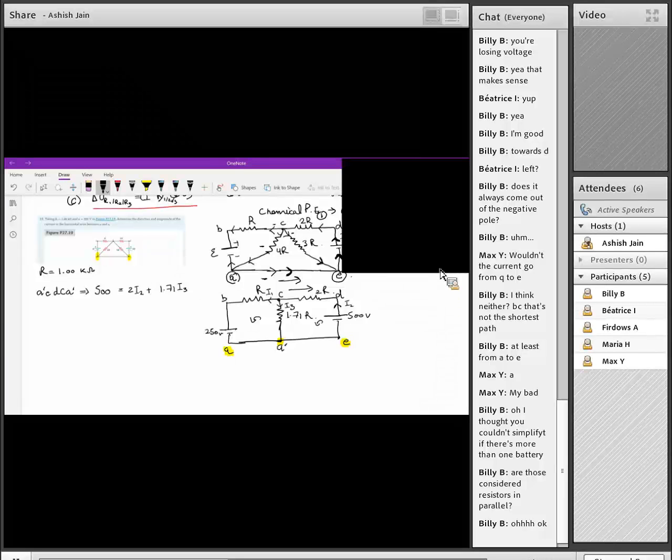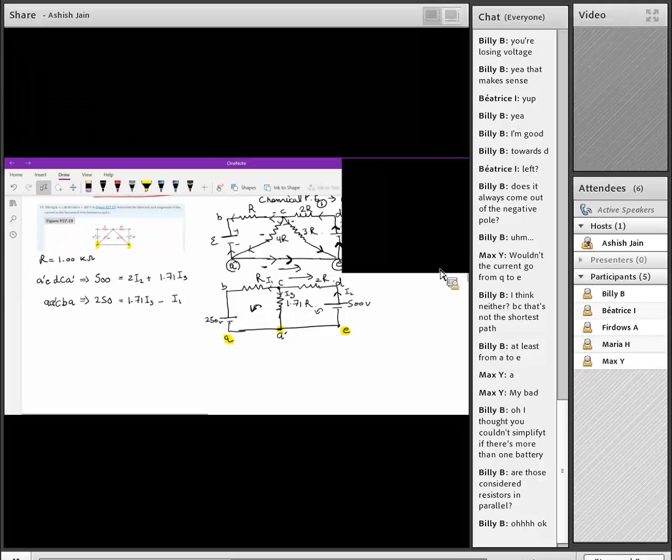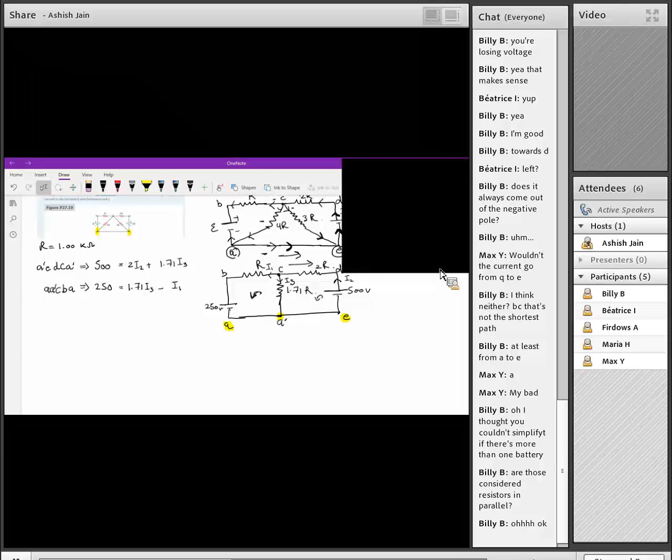And for the loop A dash, C, B, A, I can write it as going in the same direction, counterclockwise. I can write it as 250 equals to 1.71 R. No, R is given as 1, 3 minus I1. Anybody has any problem here? These two equations, I call it equation number 1, call it equation number 2.